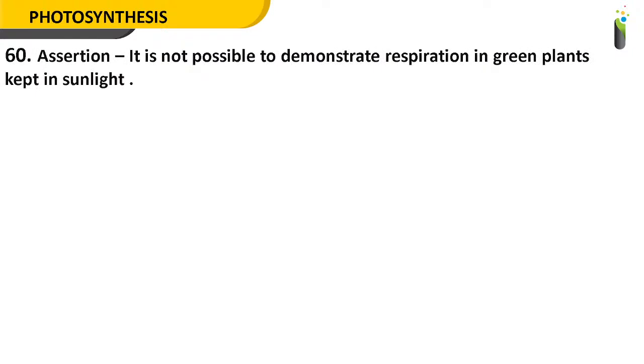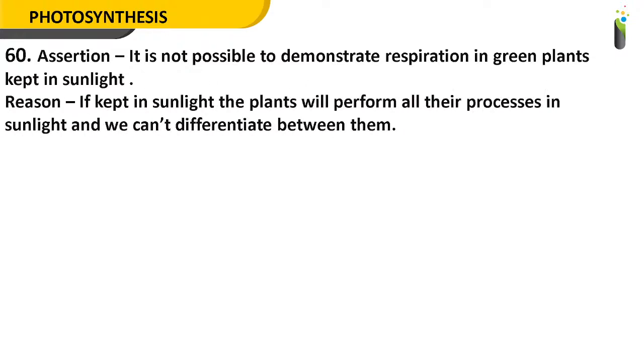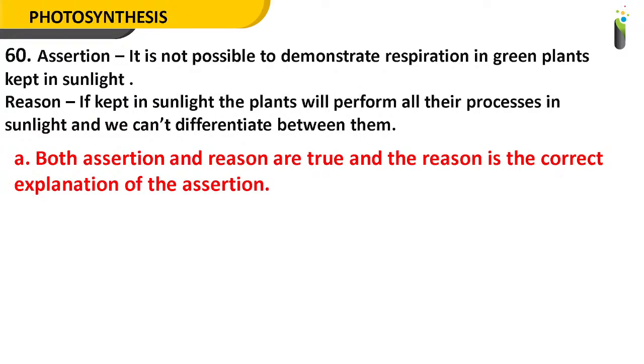Coming to the last question in this session, assertion and reasoning. Assertion: it is not possible to demonstrate respiration in green plants kept in sunlight. Reason: if kept in sunlight, the plants will perform all their processes in sunlight and we can't differentiate between them. And the options given are A. Both assertion and reason are true, and the reason is the correct explanation of the assertion.